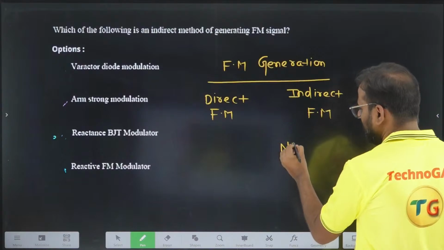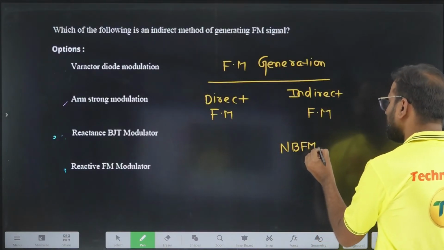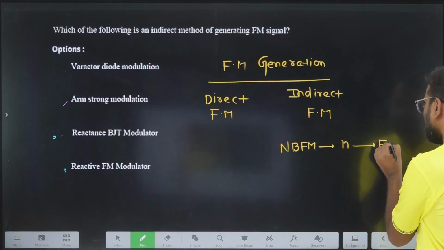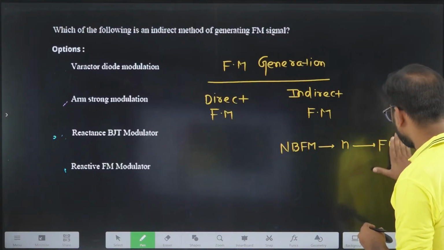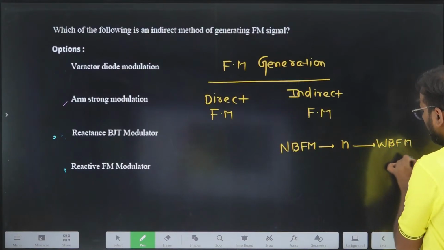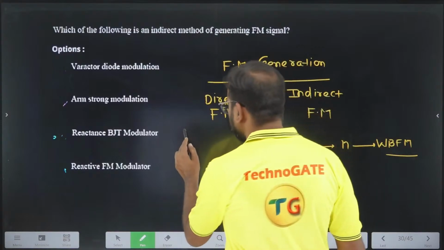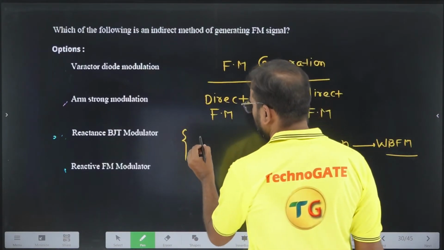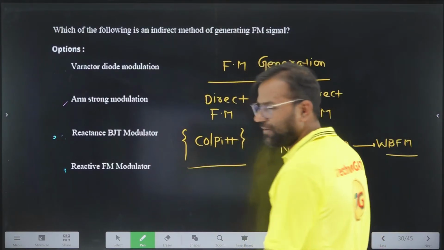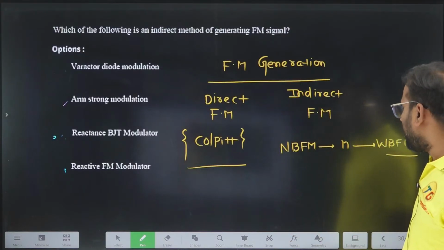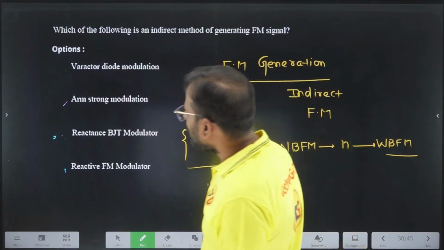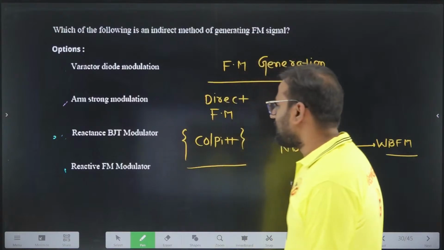Indirect FM generation is the process of generating narrowband FM first, then using some frequency multiplier, and it will generate wideband FM. And in direct FM we use high frequency oscillators with varactor diode, Colpitts, Hartley, these oscillators. So the options are varactor diode modulation, Armstrong modulation, reactance modulator, reactive FM modulator.